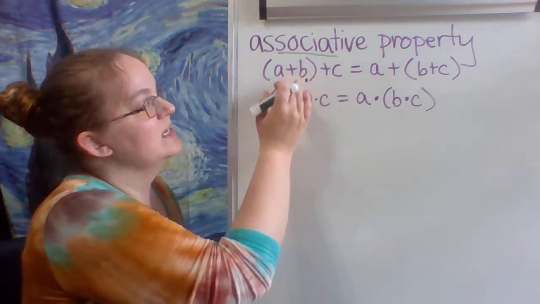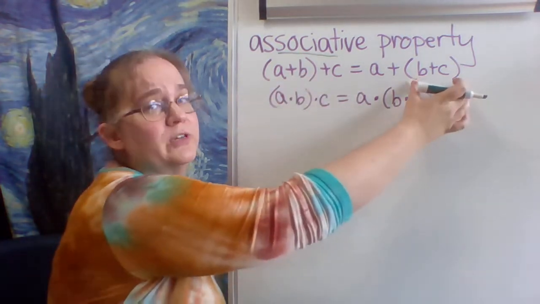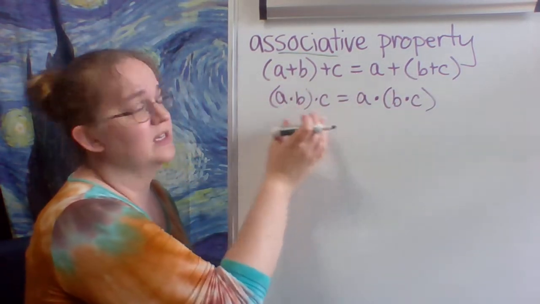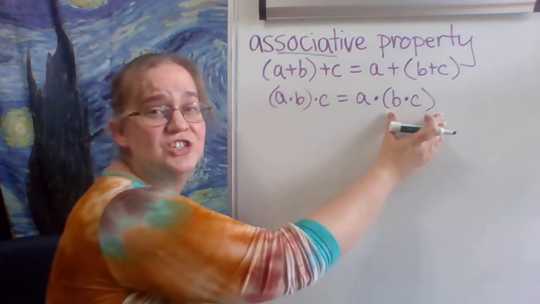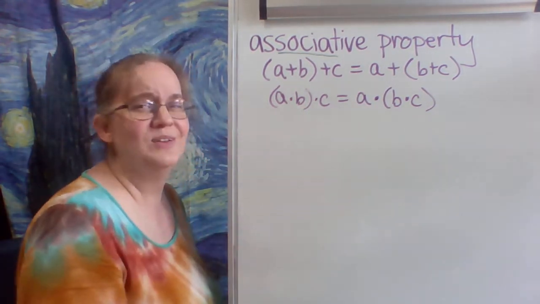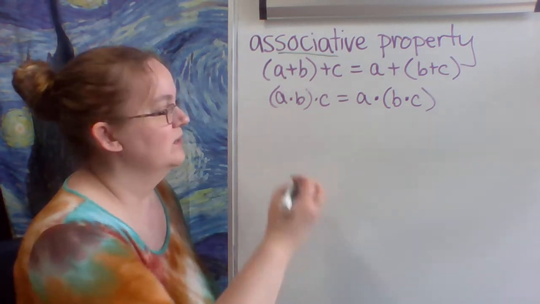And so basically it's saying if I'm adding three things and I have the parentheses here, I can move them over here. Or if I'm multiplying three things and I have these two grouped together to multiply first, I can change that to multiply over here. And you're like, why would that matter? Actually, sometimes it can be really helpful.